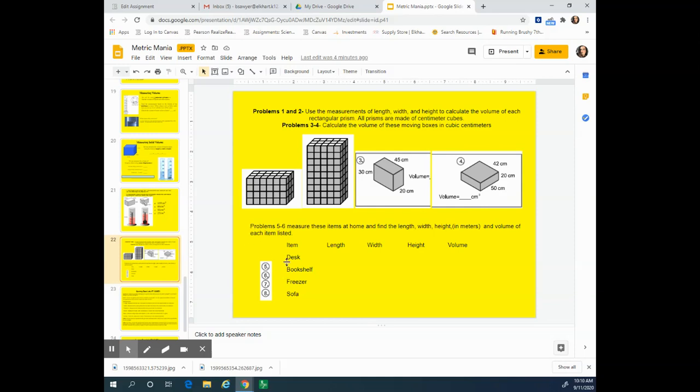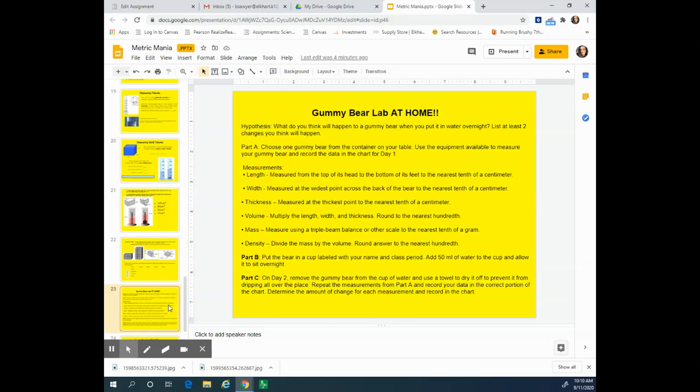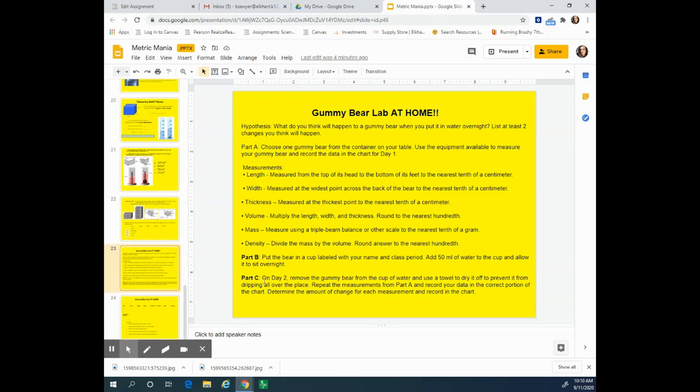Now, at home, you're going to measure specifically these things. If you do not have these items at home, find something else, put it in there, and find the volume for it, okay? Now, we will be doing this at home come Monday. And Tuesday, I will be handing out the gummy bears, and you will fill part of this in at school, and then the other half you will do at home. This will serve as a final project grade for you.